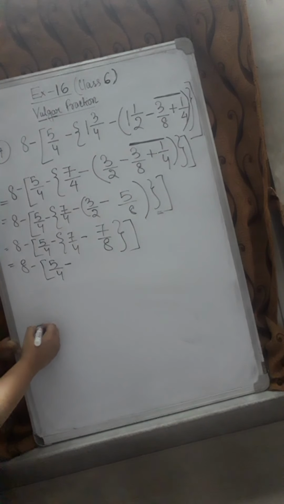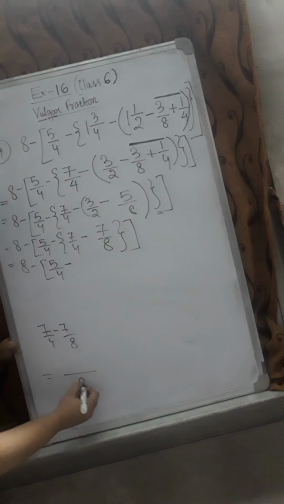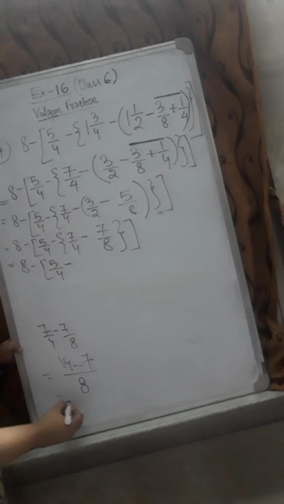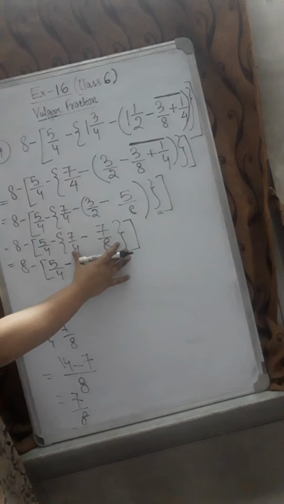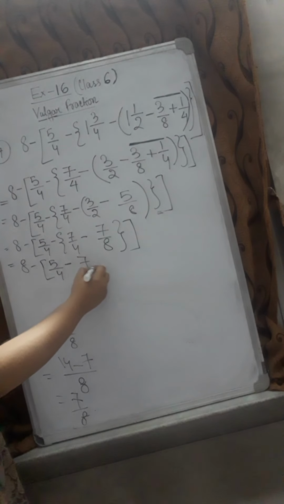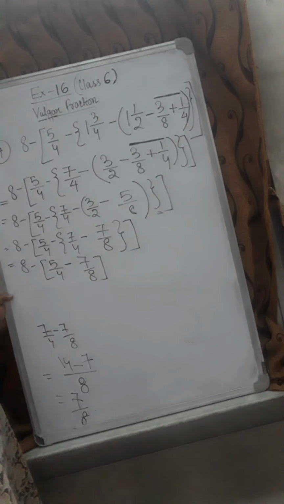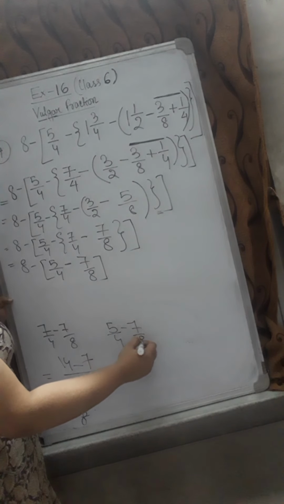7/4 minus 7/8. The LCM of 4 and 8 is 8. 4 2s are 8, that 2 you multiply with 7, minus 8 1s are 8, 1 into 7. So it will give you back 7 by 8. So we have already solved the second bracket, so this entire portion will vanish and we only write the result. Now only close the third bracket. So now we will solve the third bracket, that is 5 by 4 minus 7 by 8.